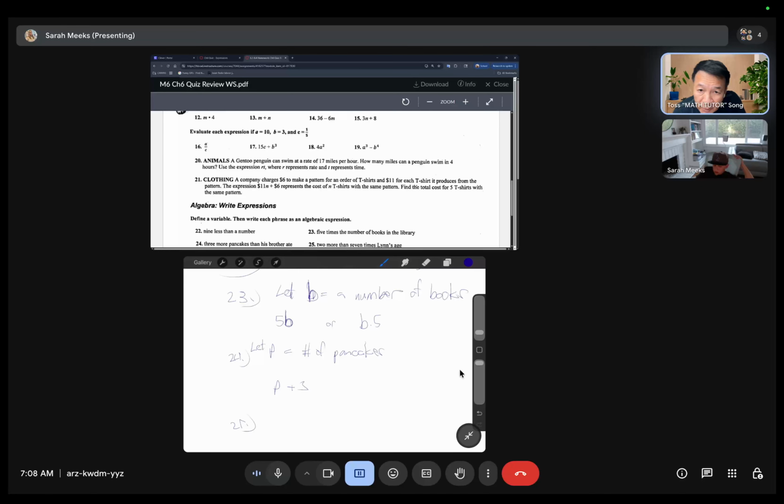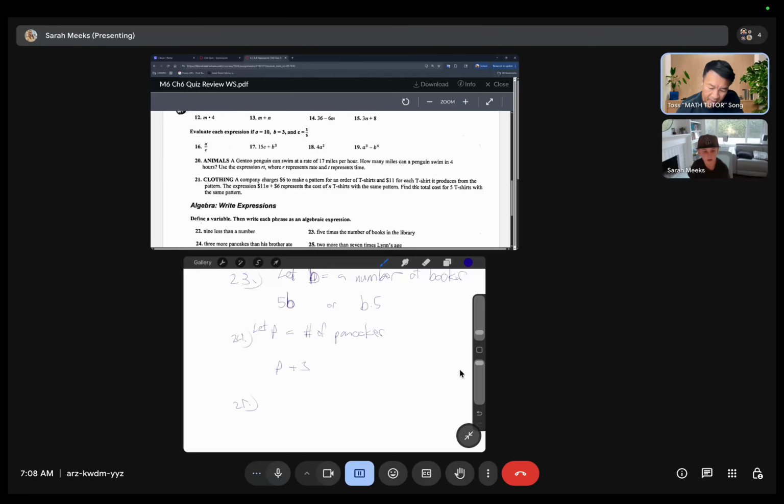25. 2 more than 7 times Lin's age. So I'll use A for age. 7 times Lin's age is 7A. 2 more: you can put 2 in the front, but this is more common. 2 plus 7A or 7A plus 2. But you have to say let A equal Lin's age. Let me double check. 2 more than 7 times Lin's age. Yes, that's it. We're all good.